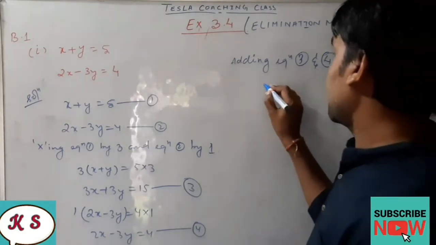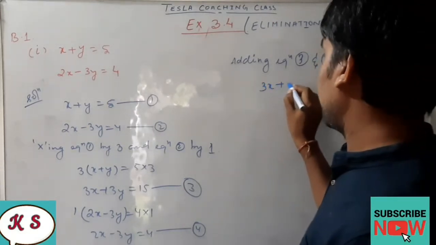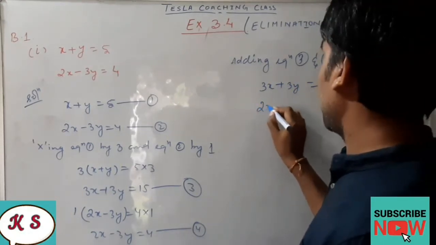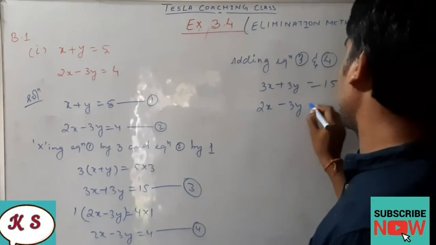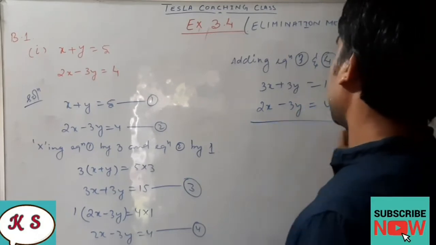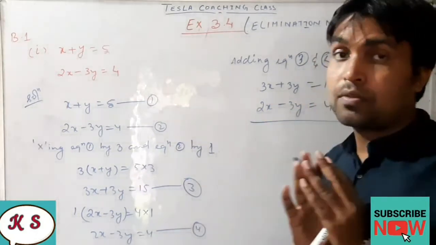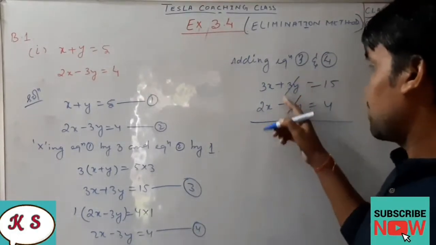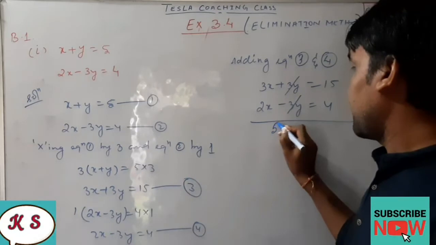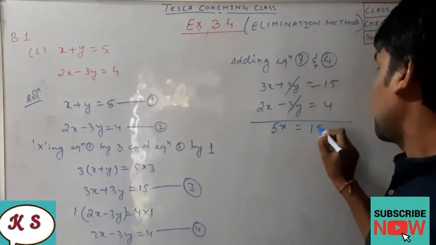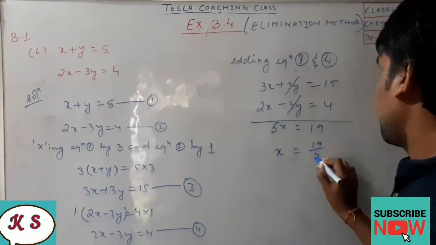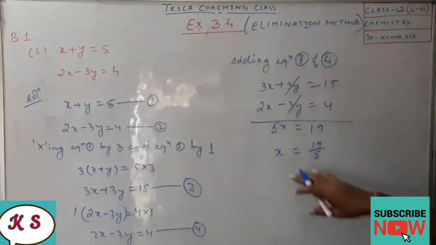So when you add, you write it like this: 3x plus 3y equal to 15, and here 2x minus 3y equal to 4. In addition there is no change in sign. So plus 3y and minus 3y cancel. So it will be 5x equal to 19. So x is equal to 19 by 5. Okay, so we got the value of x, students.